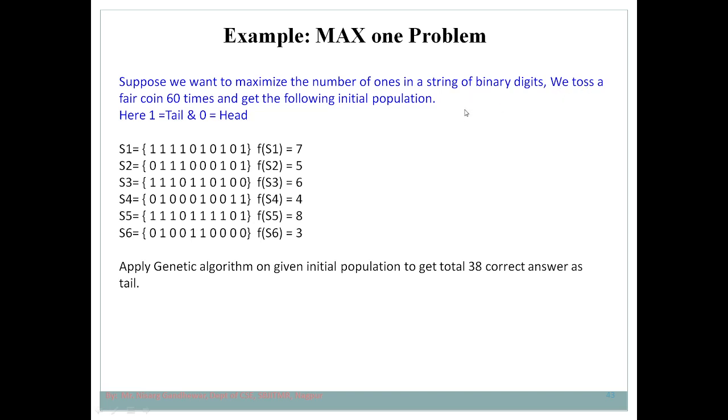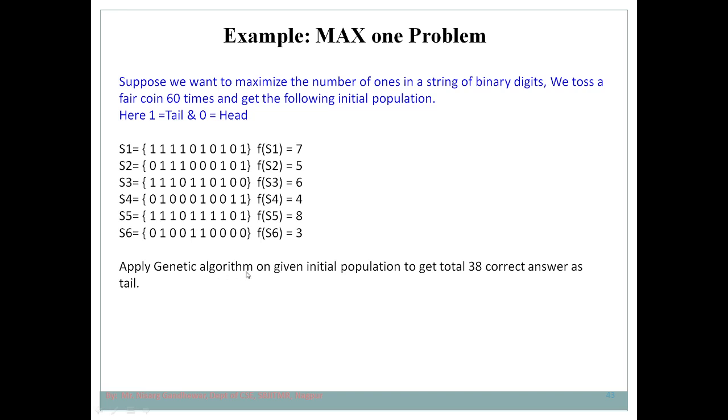Suppose we toss a coin 60 times and get the following initial population. The procedure is simple. I have one coin and I need to toss it 60 times. For that purpose, I divided it into 6 sets. In one set, I toss the coin 10 times, similarly in another set 10 times. Likewise, I have a total of 6 sets where I toss the coin. In this case, 1 represents tail and 0 represents head. So why do we call it max 1? Because we want to get the maximum number of tails.